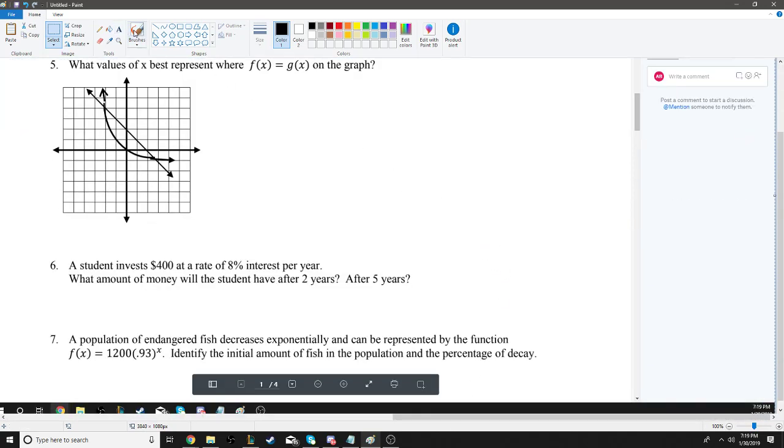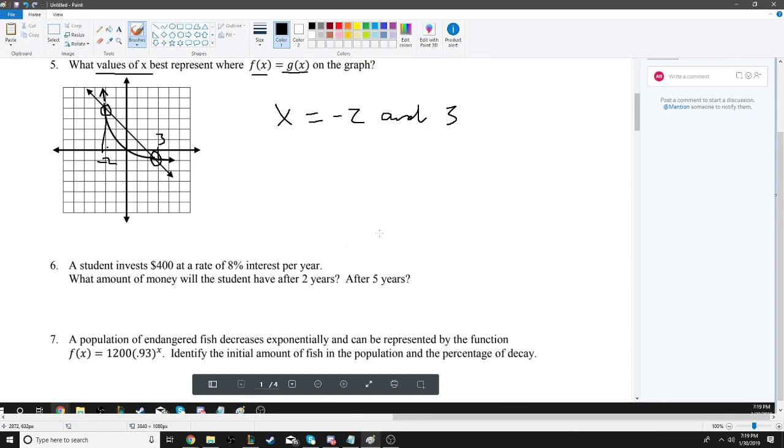Okay, so number 5. Where are they equal to each other? They're equal in this part and this part. And it's asking you for values of x, so you just go straight down to your x-axis. Right here, that's negative 2. And go up to your x-axis, which is 3. So x equals negative 2 and 3.